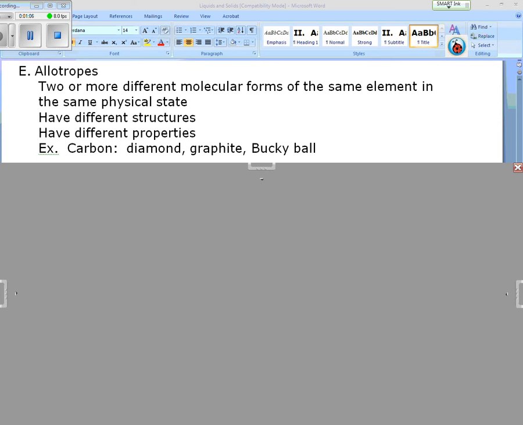Now, the two that you know, a diamond and a graphite. Graphite is what you are writing with right now if you're writing in pencil. We call it pencil lead, but it is not lead at all. It is graphite, and it is made only of carbon. And a diamond is made only of carbon. Yet, these are two very, very different things, aren't they?